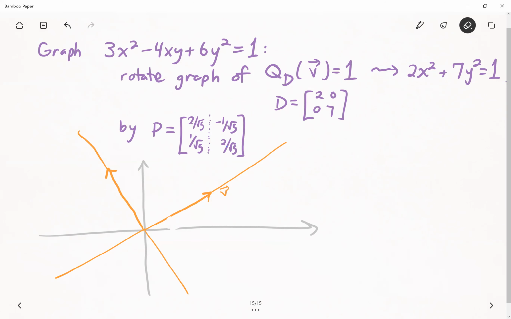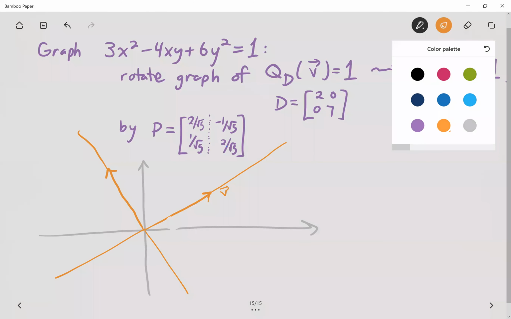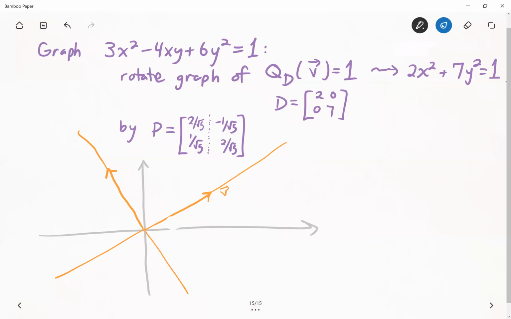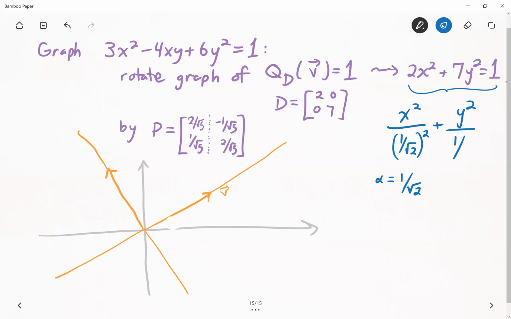And next, I need to graph the function we have here. I would write that as x squared over (1 over radical 2) squared plus y squared over (1 over radical 7) squared is equal to 1. So that's my alpha, 1 over rad 2, and here beta is equal to 1 over radical 7.